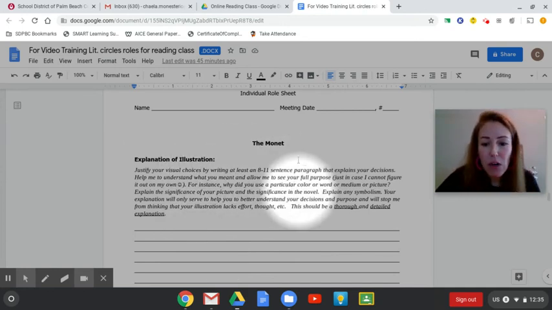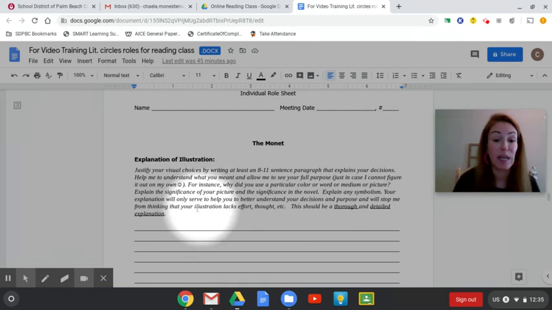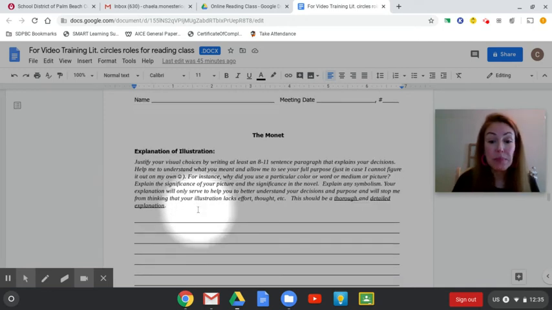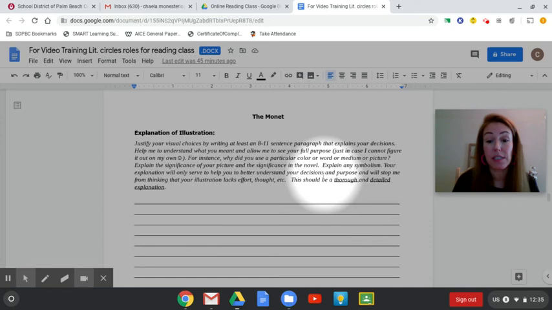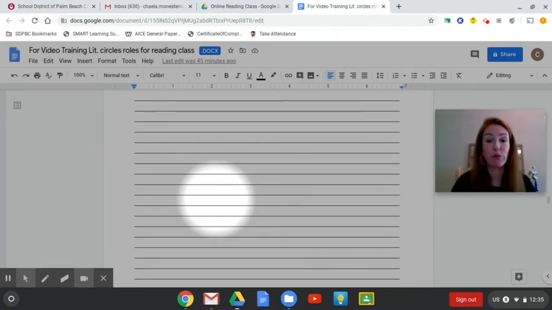If you read here, it tells you what you are supposed to do. So make sure that you are very thorough in your explanation of your drawing and how it relates to the story. Okay. You are being graded on it. Look, it says it should be a thorough, detailed explanation. Everything you write is being graded for grammar, so make sure you proofread your grammar.